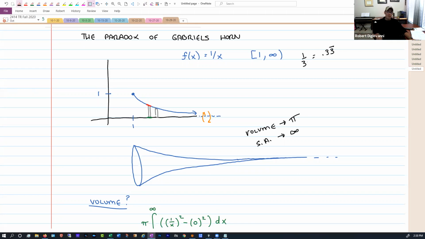So the paradox, again, is that you have this horn that you can fill with a finite amount of stuff. Like I could fill it with paint, pour in exactly pi, and I'd fill the horn, but it's impossible to paint its surface. You don't have enough paint to paint the surface. But is that even possible?